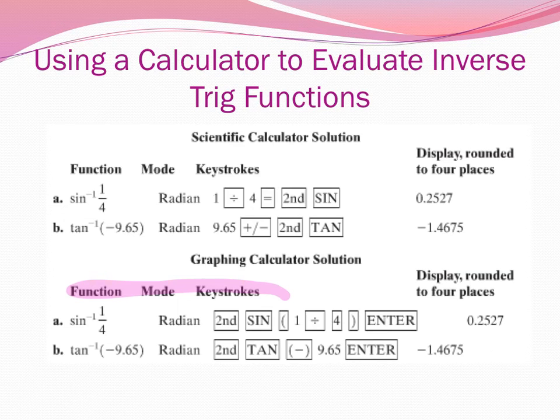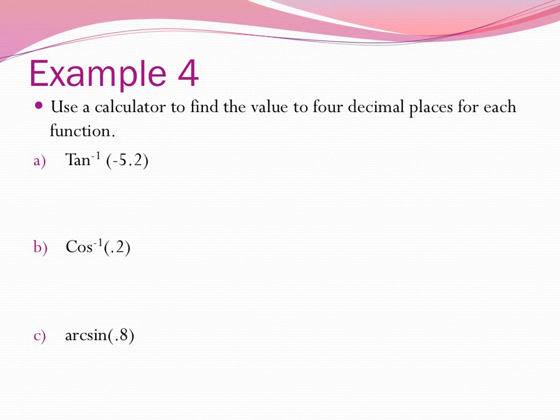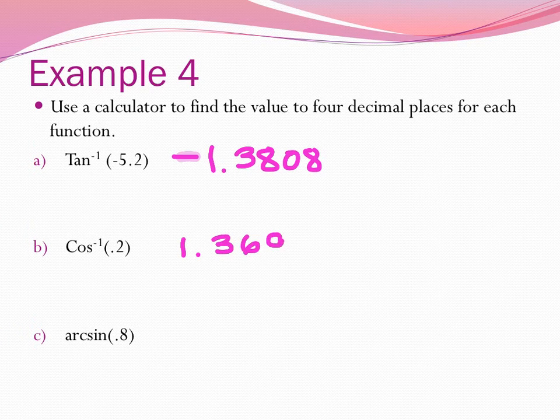Good? Easy stuff, right? That's a free 5 points if you just make sure your calculator's in the right mode and you know how to round a number. So use the calculator to find the value rounded to 4 decimal places for each function. Tangent inverse of negative 5.2: negative 1.3808. Secant of 0.2: 1.3694. And arcsine of 0.8: 0.9273.